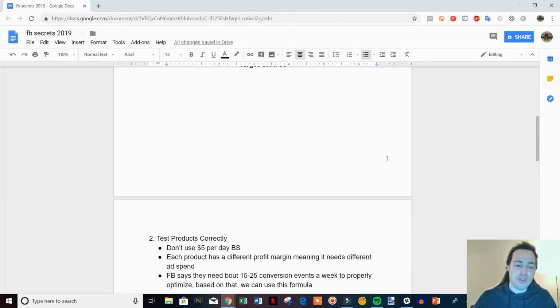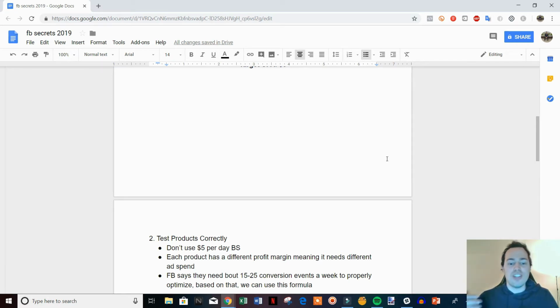So first off, you don't want to use $5 a day BS, and that's because each product has a different profit margin, meaning it needs different amounts of ad spend. They're going to need varying amounts of ad spend to be able to determine whether or not the product's actually going to perform well or not. Now, $5 a day may have worked well back in 2016, but it's not 2016, so who the hell cares?